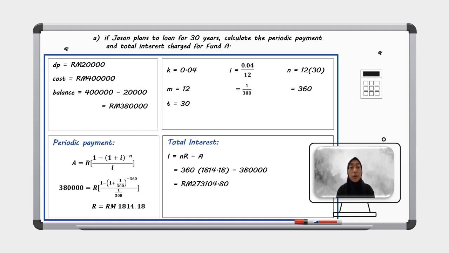For this question, we need to find the periodic payment first. We have to use the formula A equals R, open bracket 1 minus (1 plus I) to the power of negative n, over I. The information that we have based on the question is down payment equals 20,000, the cost of the house is 400,000, and to find the balance we need to minus the cost and the down payment, so the balance is 380,000.